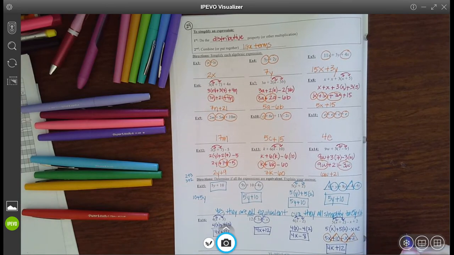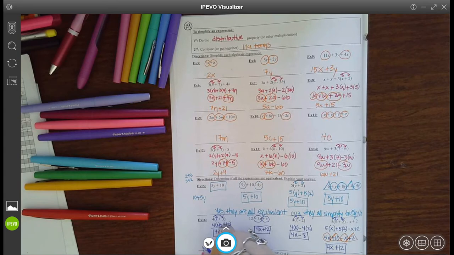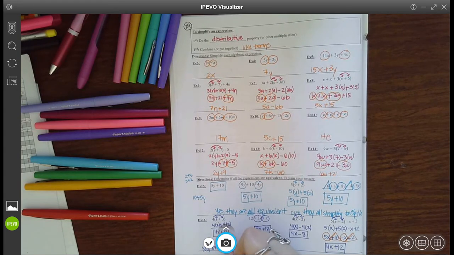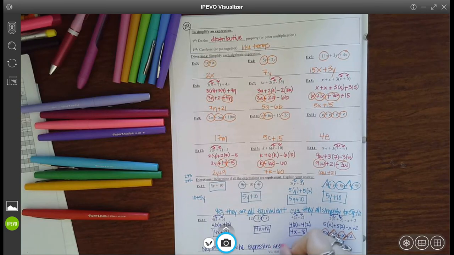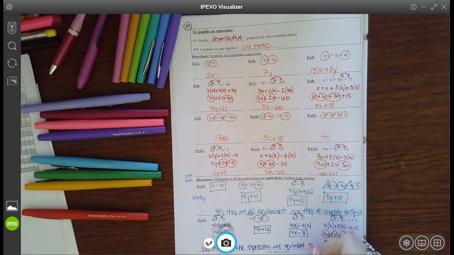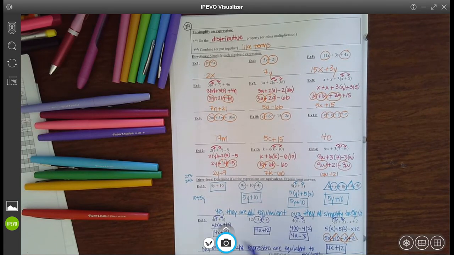So the question asked, are all the expressions equivalent? No. Only 3 of the expressions are equivalent to each other. The first, second, and fourth one. Okay, the third one is not.